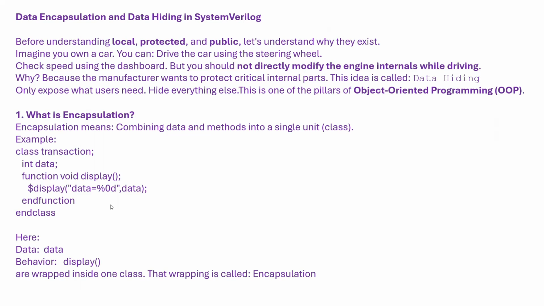Data encapsulation is providing protection to some data. Before understanding encapsulation, we need to know local, protected, and public. Local means we can use it within the class only. Those are the local variables. Protected, you saw yesterday, we can access in your class and the child class also. Public means anyone. Default is public.